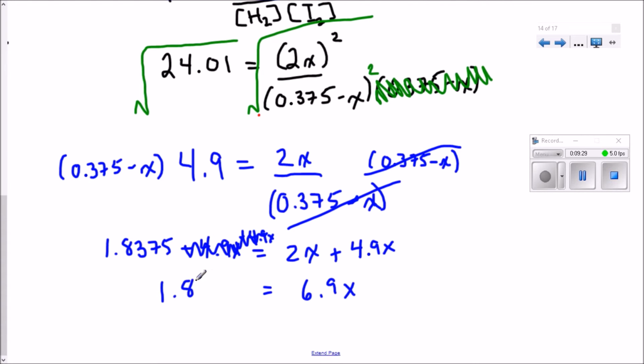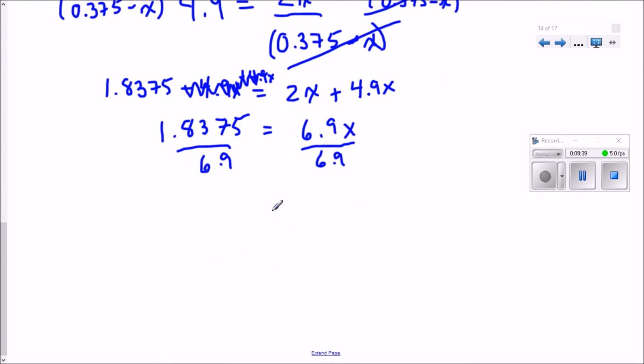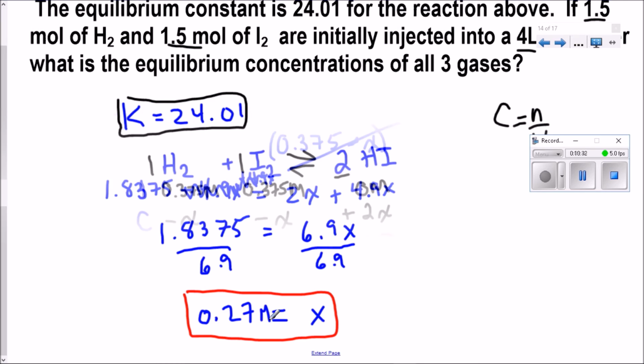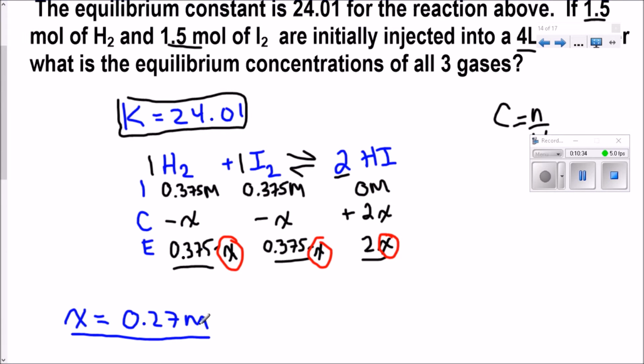And we have 1.8375. We are going to divide both sides by 6.9. And guess what? We just isolated x. Let's see what x is. Here we go. Just give me a moment. Let's find x. So we just found x. X is 0.27. Again, because we just solved for x using algebra, we found out that x is equal to 0.27.